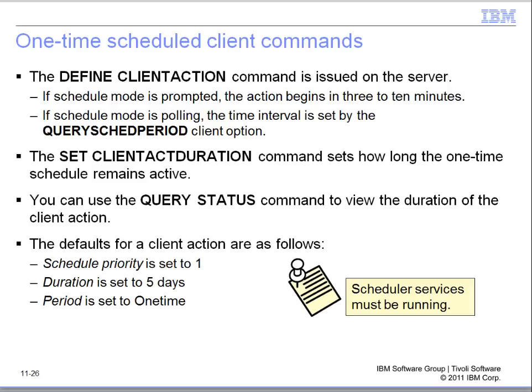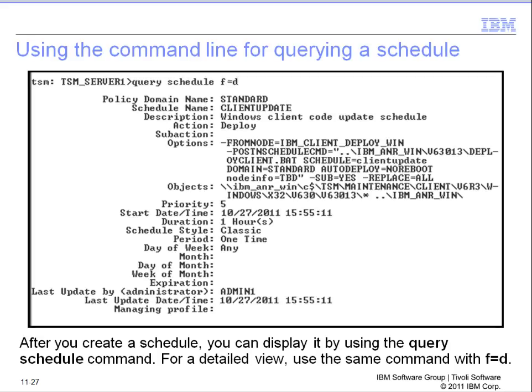By default, schedule priority is set to 1, duration is set to 5 days, and period is set to 1 time. And this is an example of using the query schedule format equals detail command. It shows us our policy domain, standard, the schedule name, this schedule is for client update, the description, this is the Windows Client Code Update Schedule. We'll actually get into this in the next lesson. But this is what your query would look like.